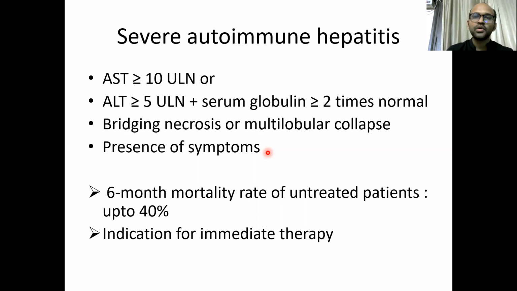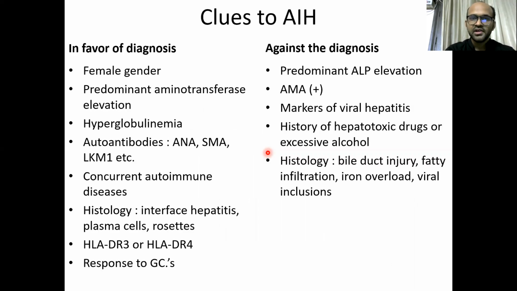In mild cases, you can wait for some time, okay? So these are the clues to autoimmune hepatitis. If the patient has a female gender, if there is a predominant transaminitis, if there is hyperglobulinemia, if you have antibody positivity to ANA, SMA, or LKM1, if patient has concurrent autoimmune hemolytic anemia or other autoimmune diseases, if histology is showing you interface hepatitis or plasma cells, and if this condition is responsive to glucocorticoids, so all of them are pointers to autoimmune hepatitis.